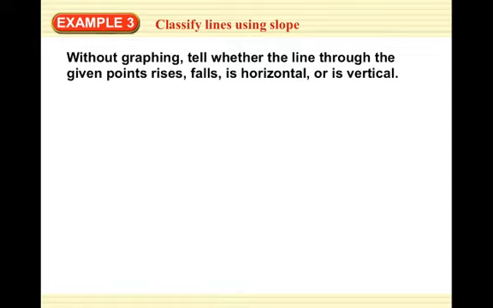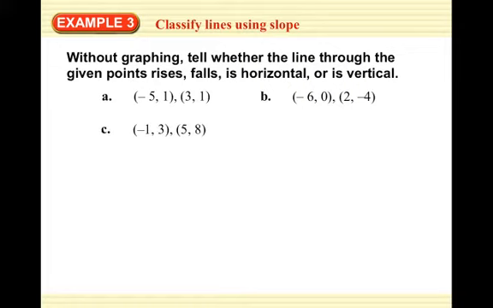Okay, so example 3. Without graphing, tell whether the line through the given points rises, falls, is horizontal, or is vertical. So what they want you to do is be able to classify based on what we just talked about. Positive rises, negative falls, 0 horizontal, undefined vertical. So we have (-5, 1) and (3, 1). That's our first point. And then we've got part B, C, and D. Here's all our points. So we're going to use the slope formula for each of these and then interpret.